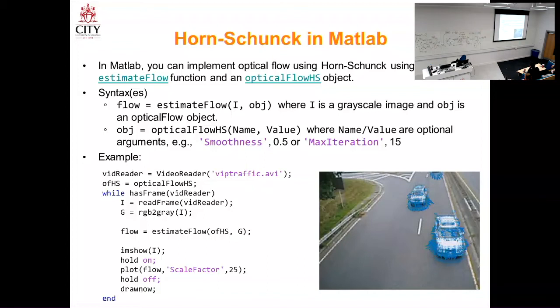Object is an optical flow object. And you can create that with this optical flow HS function. And here you can even pass in some of the optional arguments, like how smooth should the optical flow be. This technique's iterative, so how many iterations do you want to do, etc. And here's some code you see on the bottom of the screen, which is creating an optical flow HS object, and then it's grabbing each frame of video, and then it's estimating the flow, and then it's actually visualizing the flow on top of the moving pixels.